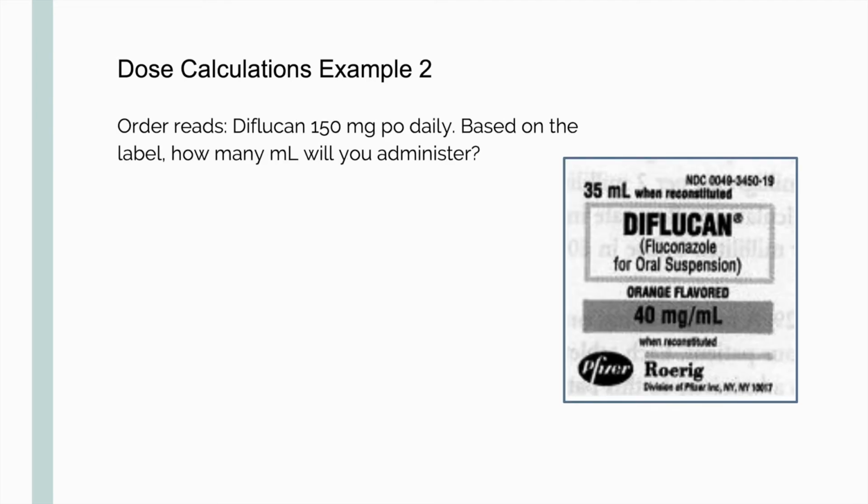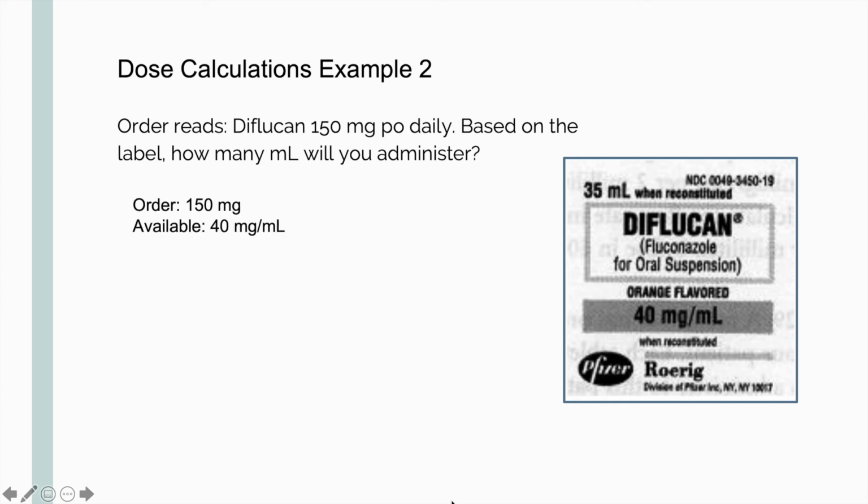In our second example, the order reads Diflucan 150 milligrams PO daily. Based on the label, how many milliliters will we administer? This one has a label that we need to read. If we look over here on the right, it tells us there's 35 milliliters when reconstituted, it tells us the name, it tells us our strength, 40 milligrams per milliliter, and then it gives us some information about the drug.